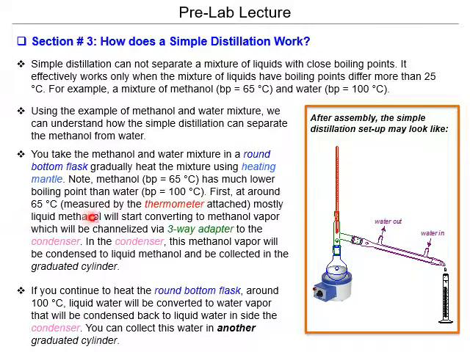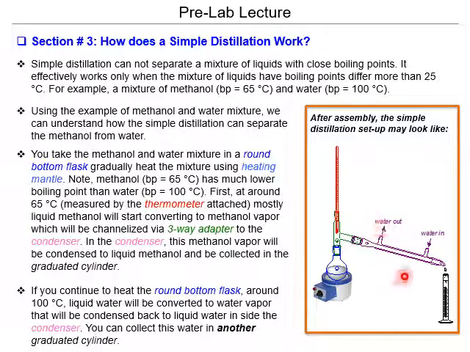So methanol will start converting to methanol vapor around that temperature, which will be channeled via the three-way adapter towards the condenser. In the condenser, the methanol vapor will be condensed, it will turn into liquid, and be collected here in whatever collecting chamber you have. If you continue to heat the round bottom flask around 100 degrees Celsius, liquid water will be converted into water vapor. So at this point, you want to probably change your collecting chamber so that now you can collect the other liquid, the other component of the liquid mixture.